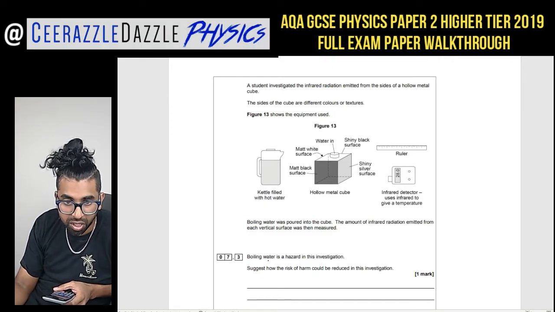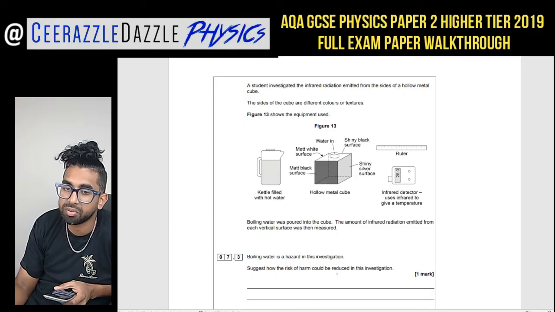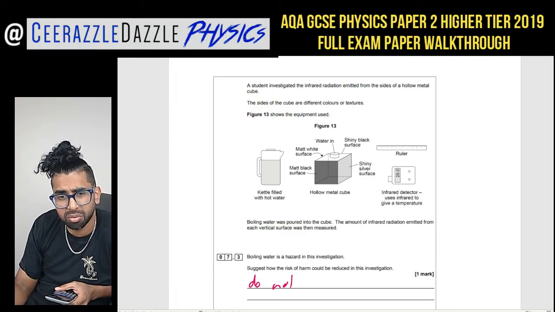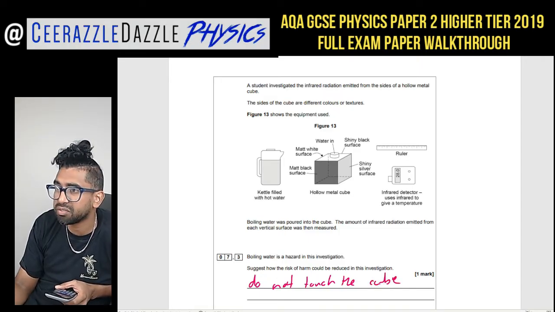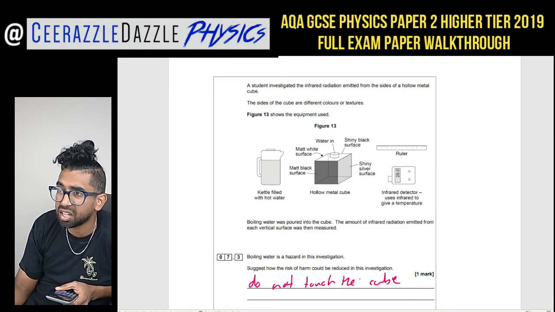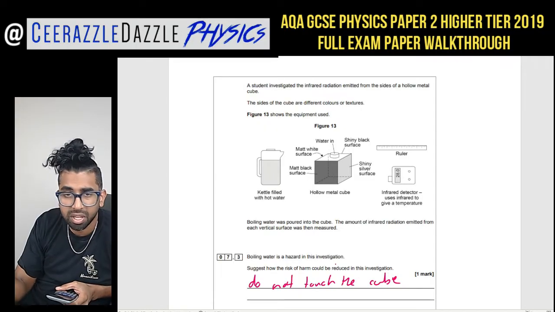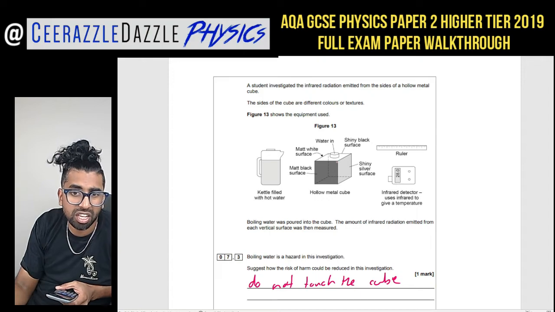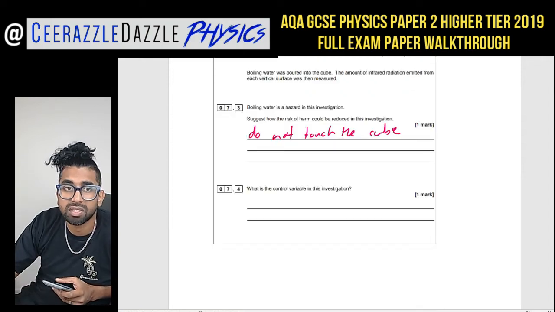Boiling water is a hazard in this investigation. Suggest how the risk of harm could be reduced in this investigation. It can simply be: do not touch the cube. We also accept you can wear gloves. Maybe complete the investigation standing up, in case it falls on the bench, you can easily move away. Or you could use slightly cooler water. All of those are acceptable.